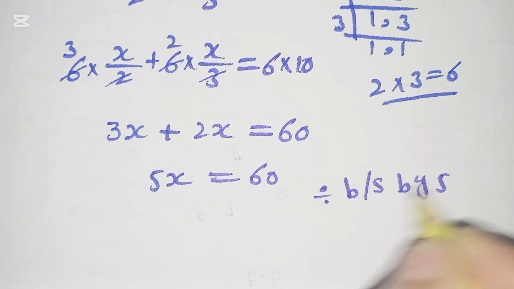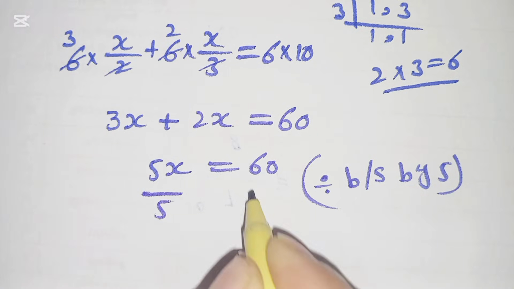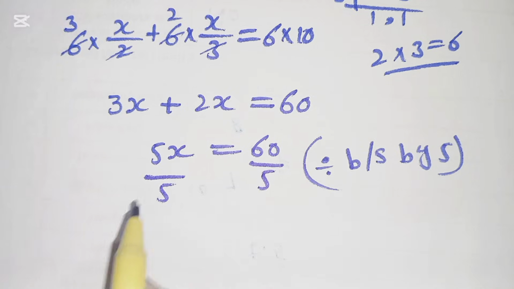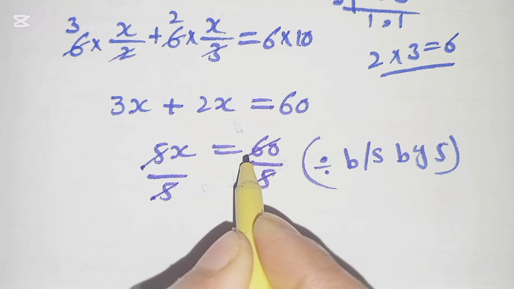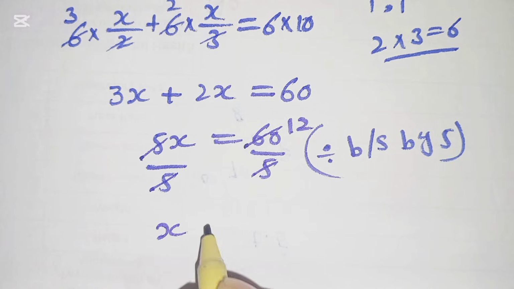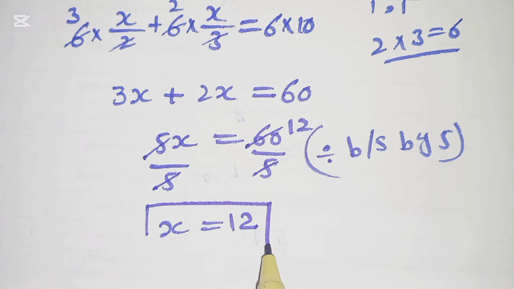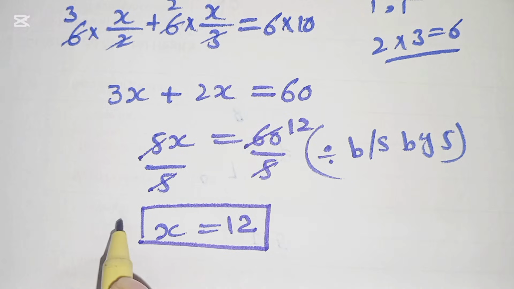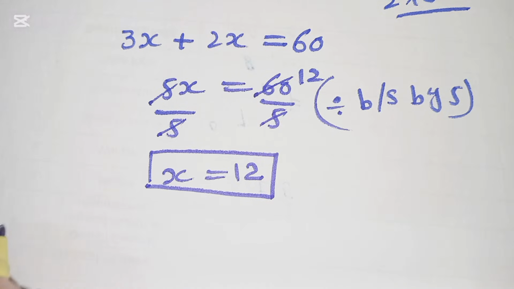Dividing by 5, we get 5x over 5 and 60 over 5. The 5 cancels out the 5, and 60 divided by 5 is equal to 12. So x is equal to 12, and here we find the value of x. That is the first example, and now we can solve example number 2.